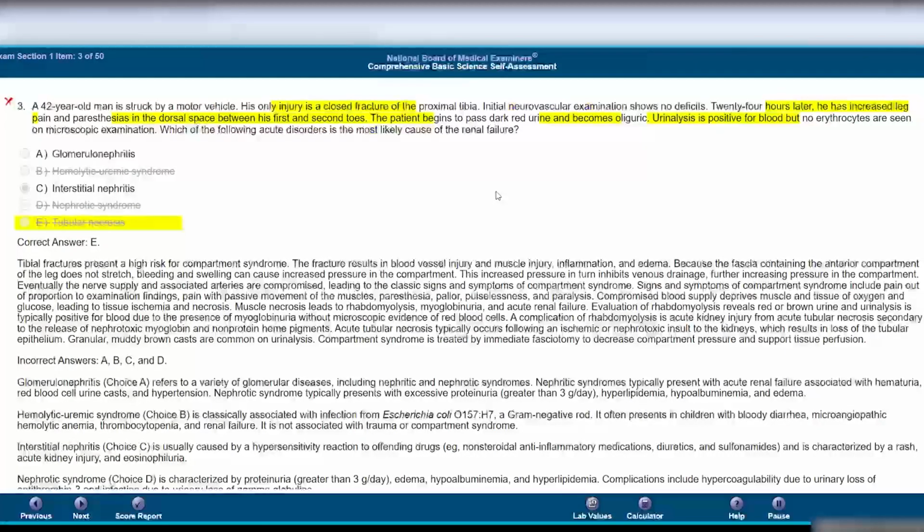So kidneys are injured in a sense of probably hypotensive, right? Because sloughing off and peeing out blood, urine analysis is positive for blood, but no erythrocytes are seen on macro examination. So, either ATN or something like that, right? They're kind of a little bit ambiguous with that. So, which of the following acute disorders is most likely to cause a renal failure?